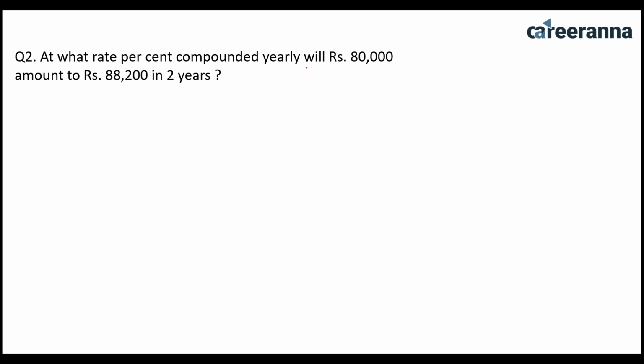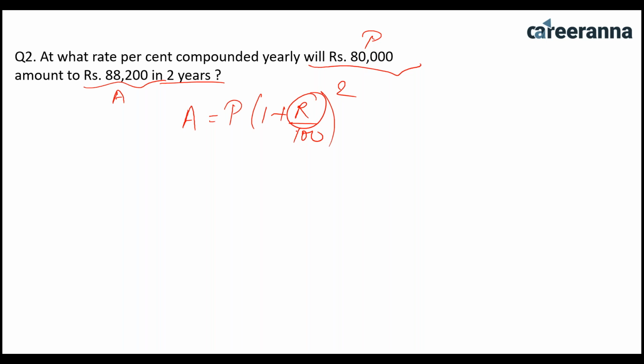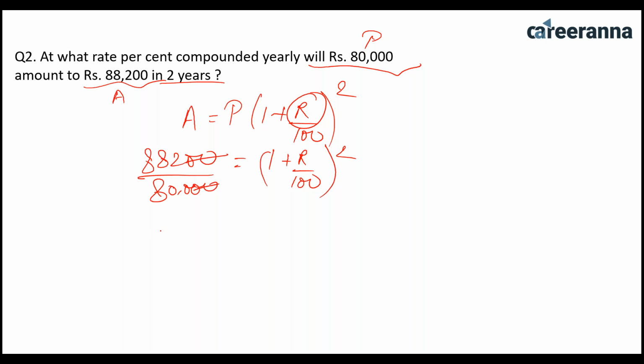See, this question is, this is my principal value. This is saying this is my amount value. So you know the formula A is equal to P into 1 plus R upon 100, right? T is given to us, that is this. The question is asking R. As you know, this will be 88200 upon 80,000 is equal to 1 plus R upon 100 whole square. Okay. 2020 cancels out. If you cancel it with 4 or 2, this will be 1 plus R upon 100.